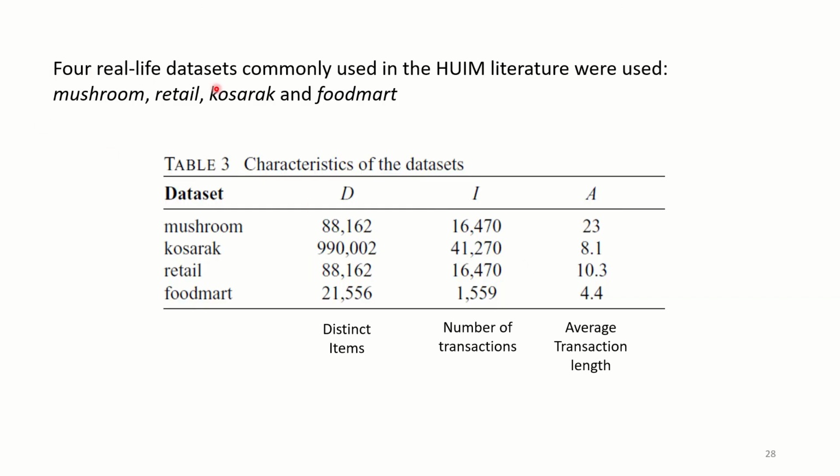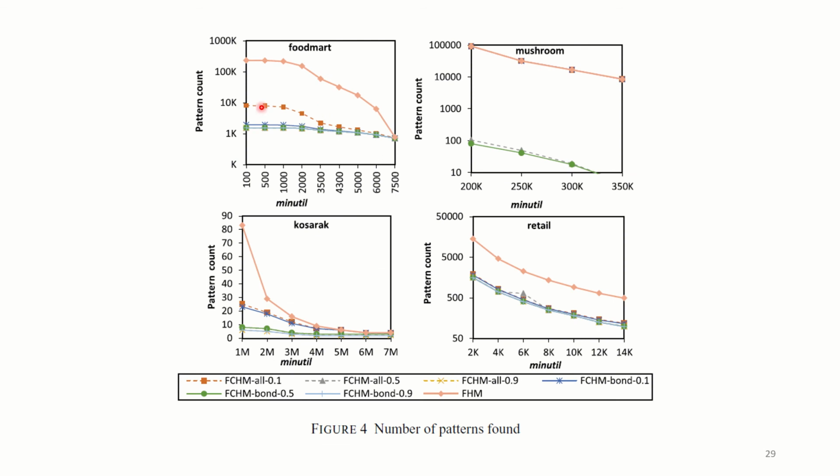They had 4 real-life datasets commonly used in the high-utility item set mining literature, and these are mushroom, retail, kosarak, and foodmart. Here in the table they're showing these are the distinct items, these are the number of transactions, and these are the average transaction length. I'm not sure what they use this one for, but they're using this with their algorithm, and they show that the orange line here is their previous algorithm, which is FHM, and the others are their newer algorithm, which is the FCHM.